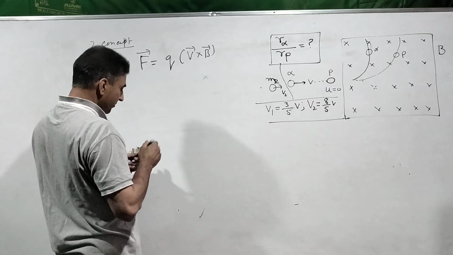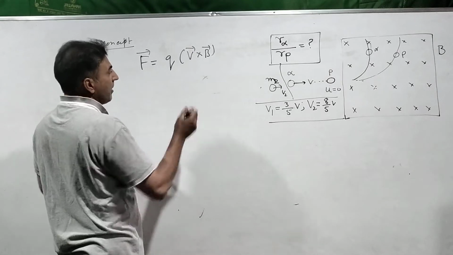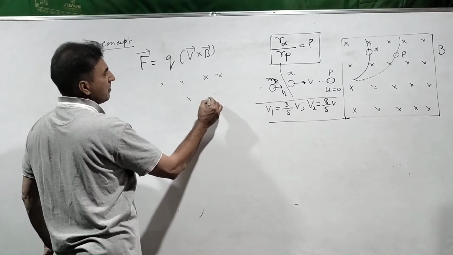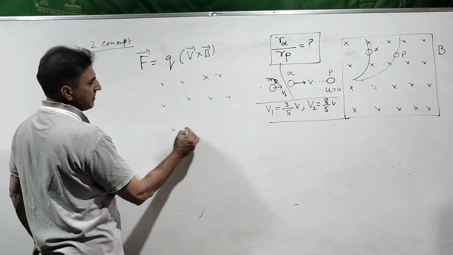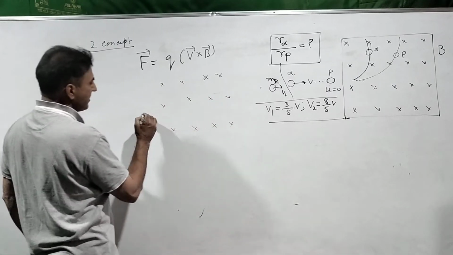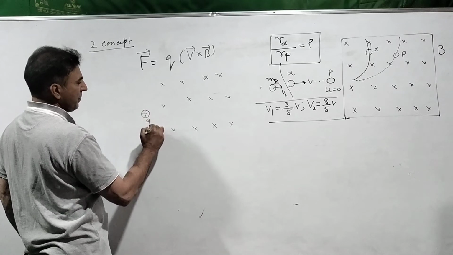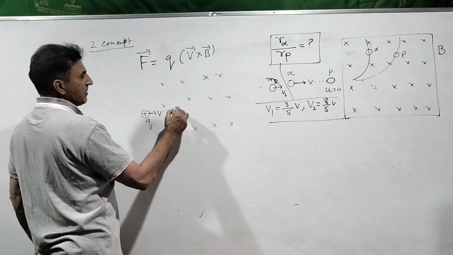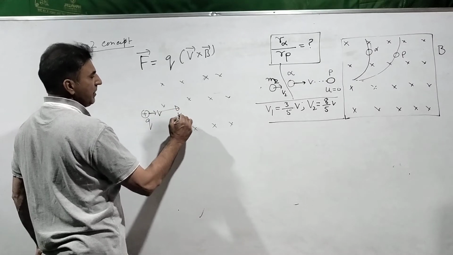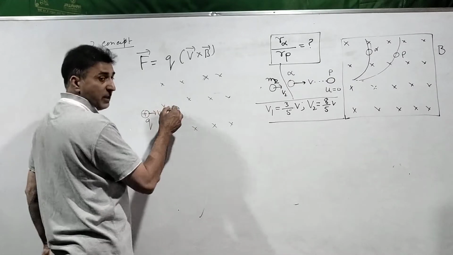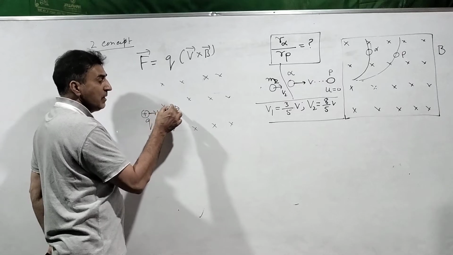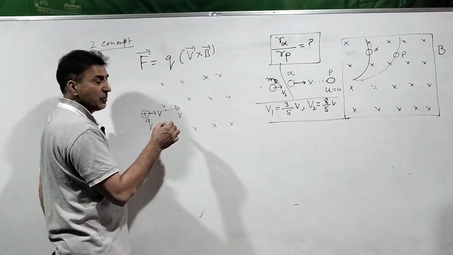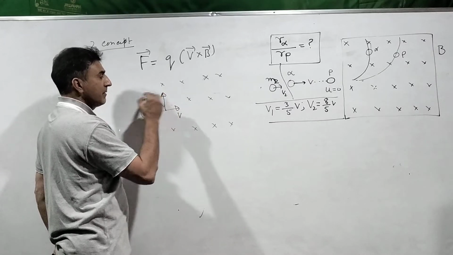Let me suppose this is the magnetic field. Here is a charge with velocity v. It enters the field with velocity v. The magnetic field is inwards, and this is the velocity. What should be the force? The force should be like this.